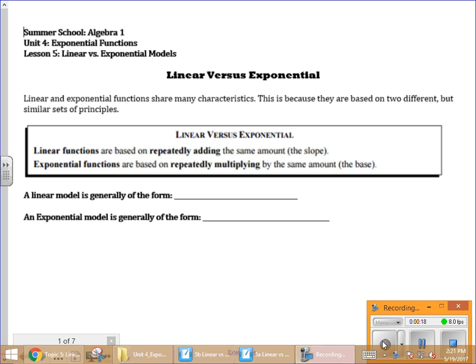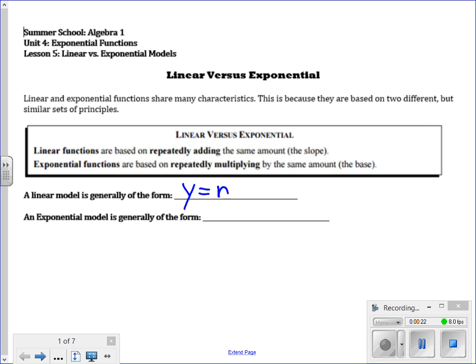Alright, so a quick review is that a linear model is generally of the form y equals mx plus b, where m is our slope and b is our y-intercept. An exponential model is generally of the form y equals a times b to the x.